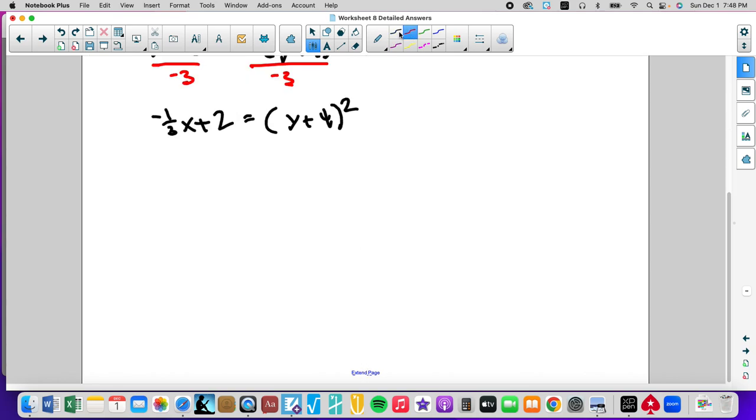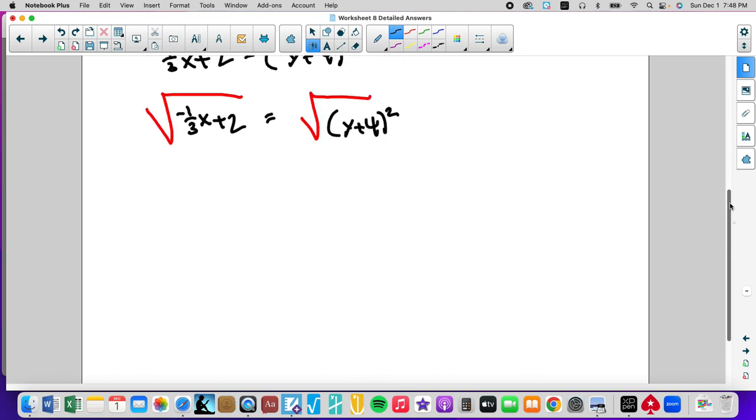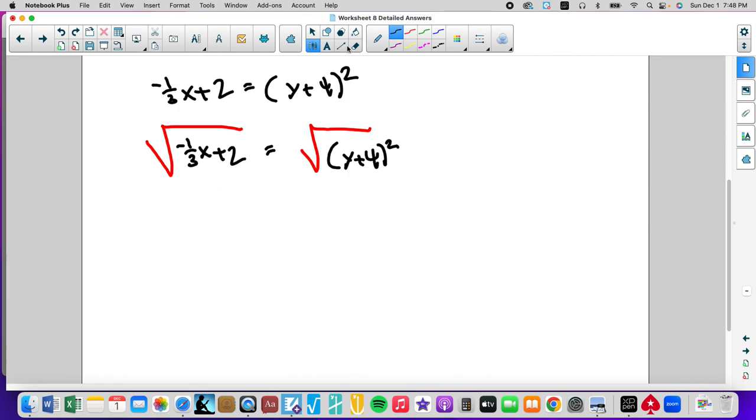Now we have to take the square root of both sides. Let's stick to red. And we're going to do negative 1/3 x plus 2, and we have the quantity y plus 4 squared. And those cancel. So you're left with the square root of negative 1/3 x plus 2 equals y plus 4.